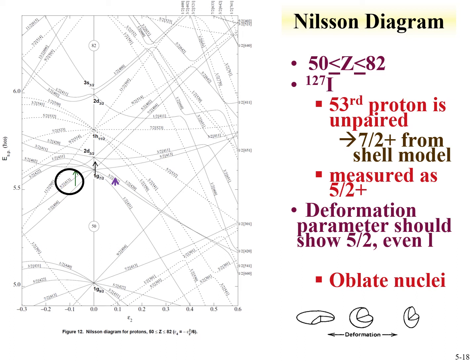We see that the spin and parity of iodine 127 is 5/2 plus. Based upon this Nilsson diagram, we could say that the nuclear shape, if the spherical is here, oblate is negative deformation parameter, prolate is a positive deformation parameter. The spin of 5/2 for the 53rd proton indicates that this nucleus is deformed with an oblate shape.